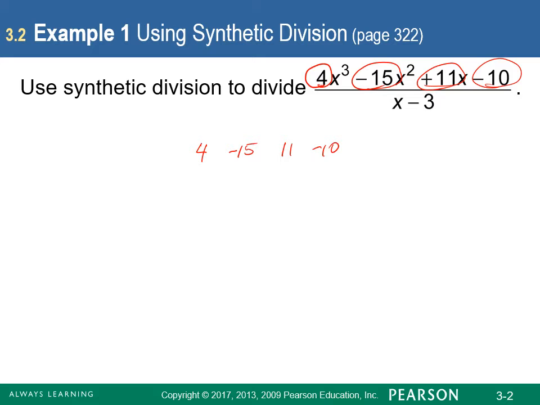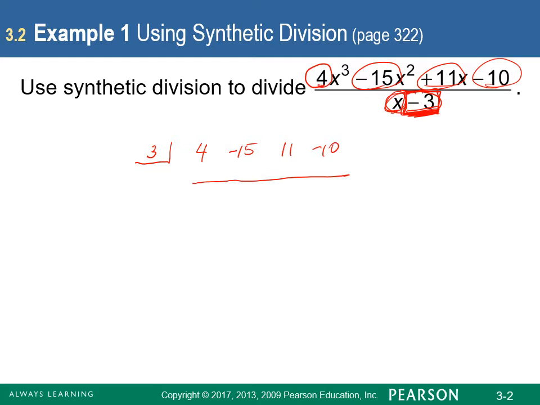Step 2. The bottom has to be an x with a plus or minus some number. If it's not, synthetic division doesn't work. However, out in front of these numbers, we put the opposite of this. If this is a negative 3, we use positive 3. The rest of the process, as far as what to do, is pretty straightforward.